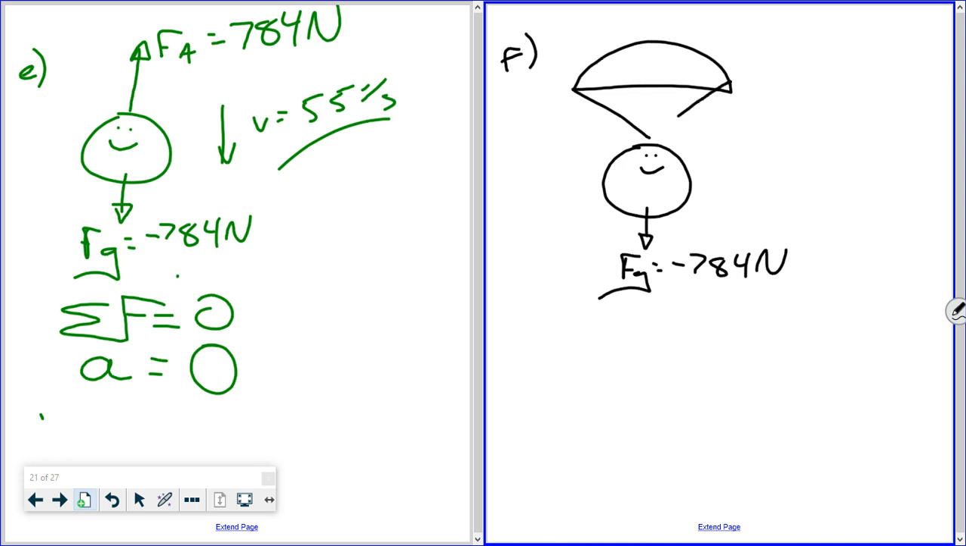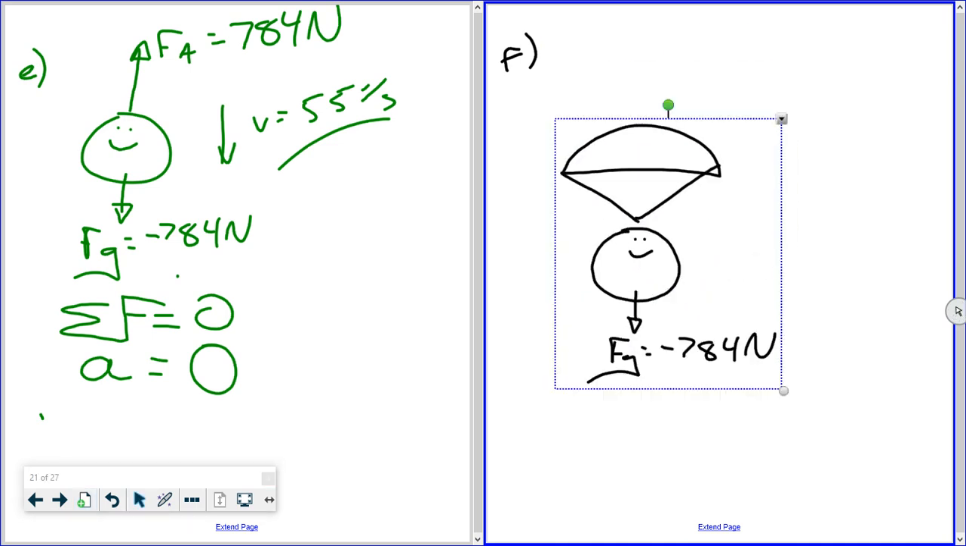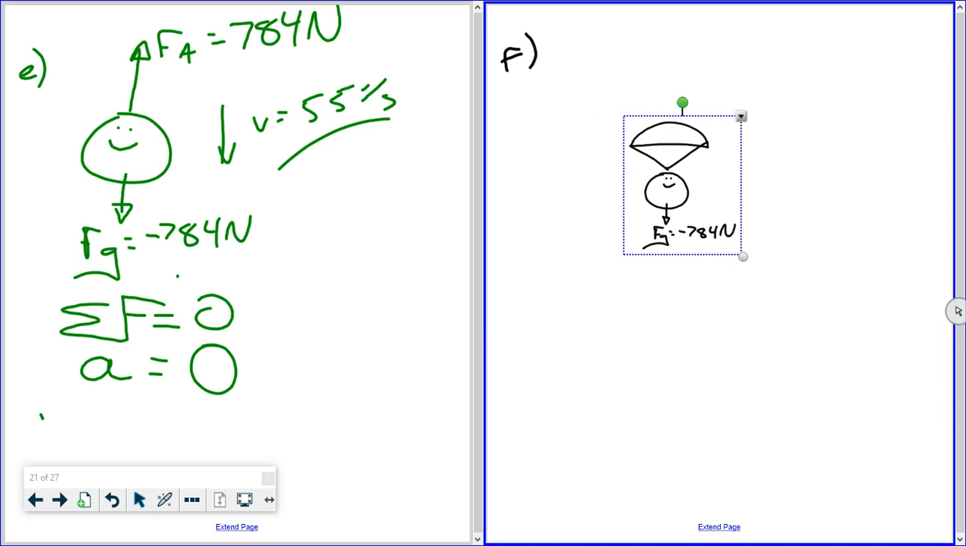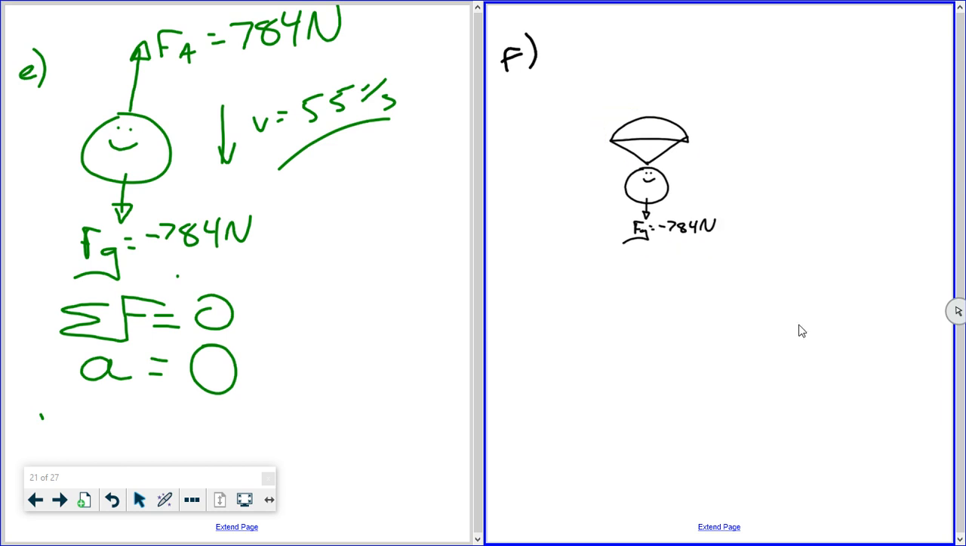Poof! Parachute! Did not give myself enough room. All right. So what's the point of the parachute, guys? So to be clear, right now he's moving down still at 55 meters a second, right? Because he just jumped out of a helicopter and he's falling down. Poof, parachute. What does the parachute do, you guys?